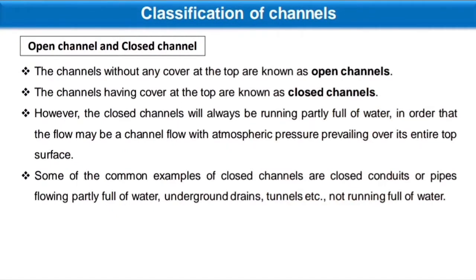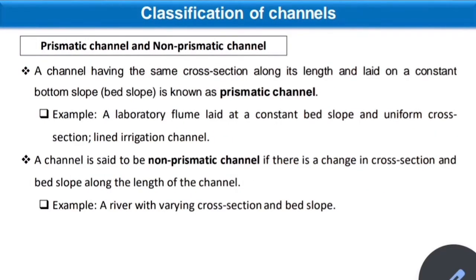Channels without any cover at the top are known as open channels, and the channels that have a cover at the top are known as closed channels. However, the closed channels will always be running partially full of water. Some of the common examples for closed channels are closed conduits or pipes flowing partially full of water, underground drains, tunnels, etc. not running full of water. Now, prismatic channel and non-prismatic channel. Channels having constant cross section and constant bed slope throughout the length are known as prismatic channels, whereas the channels that do not have constant cross section or constant slope throughout the length are known as non-prismatic channels.